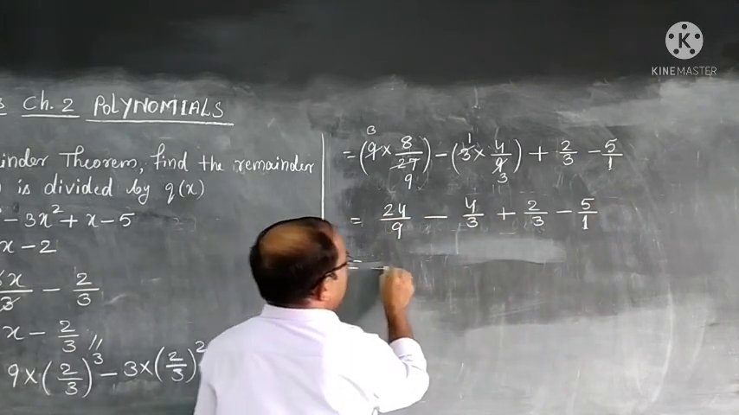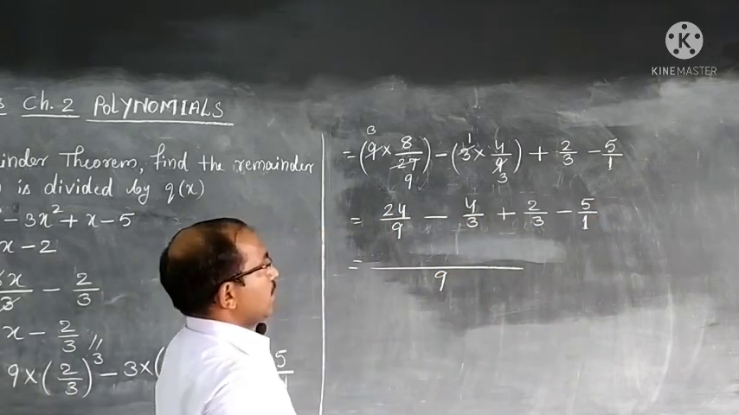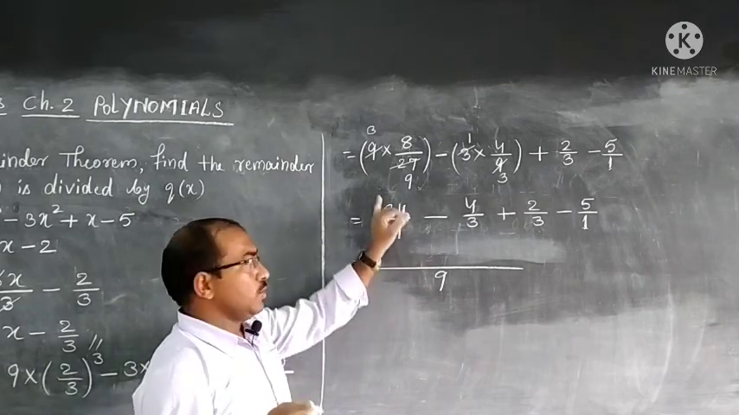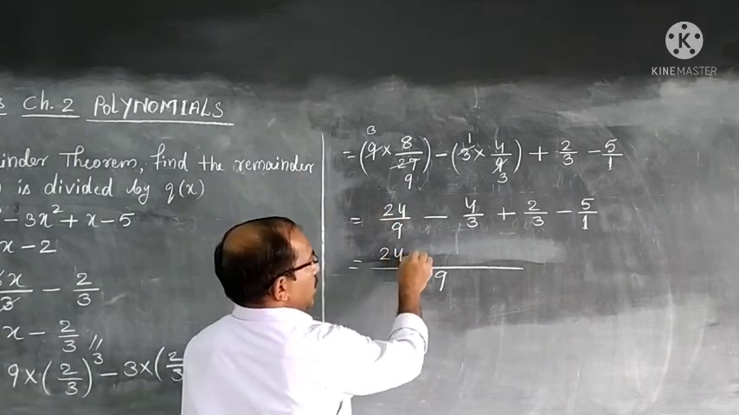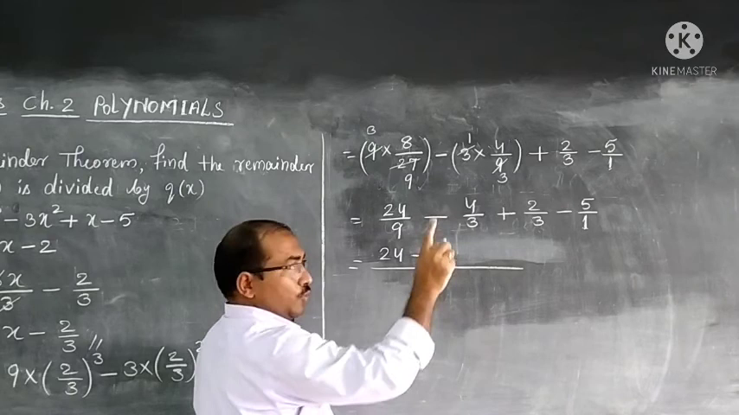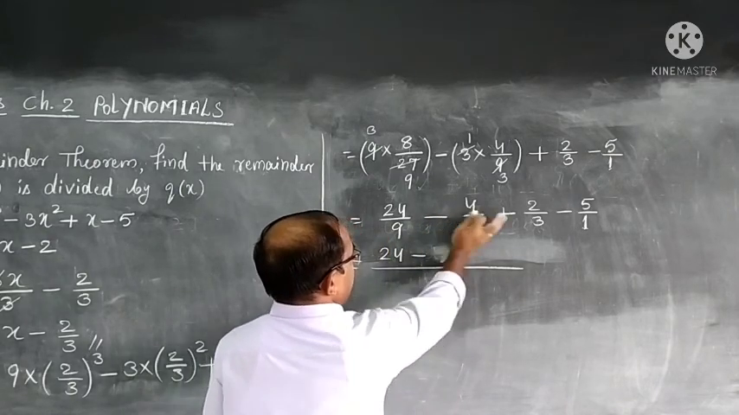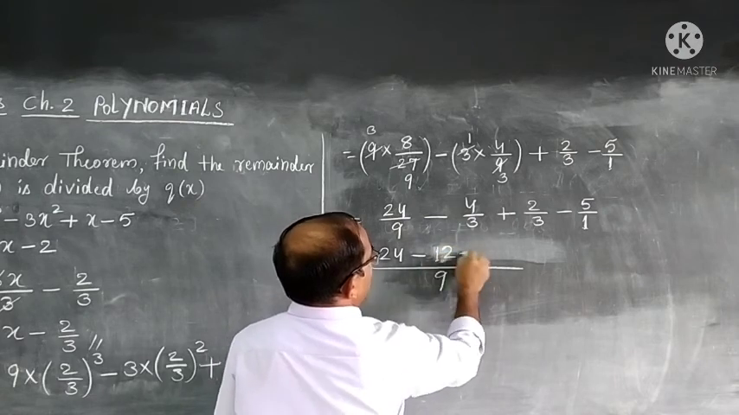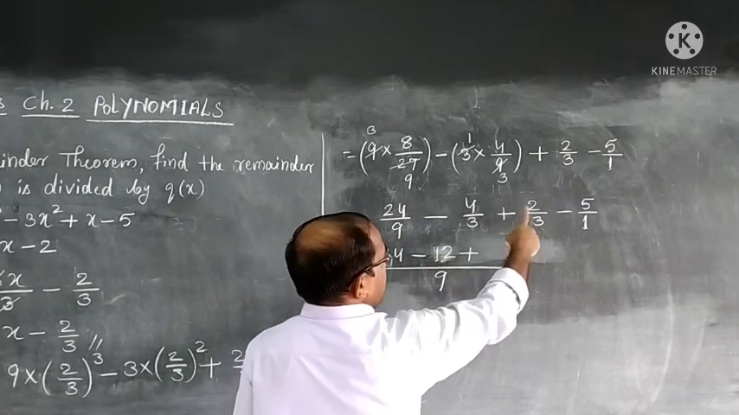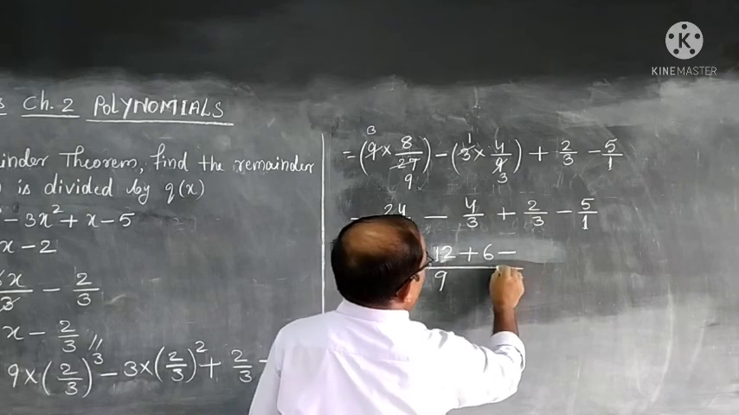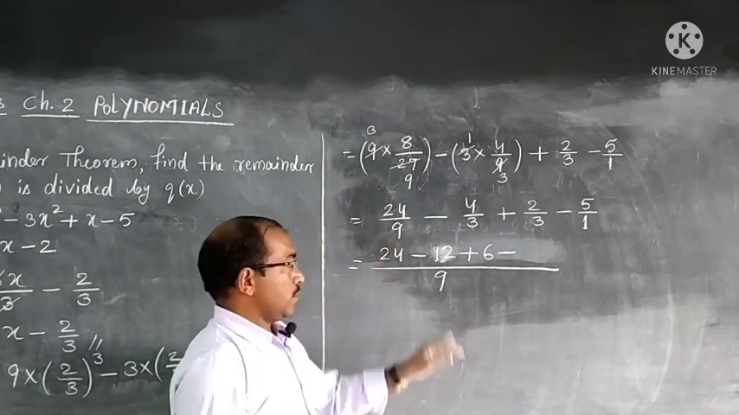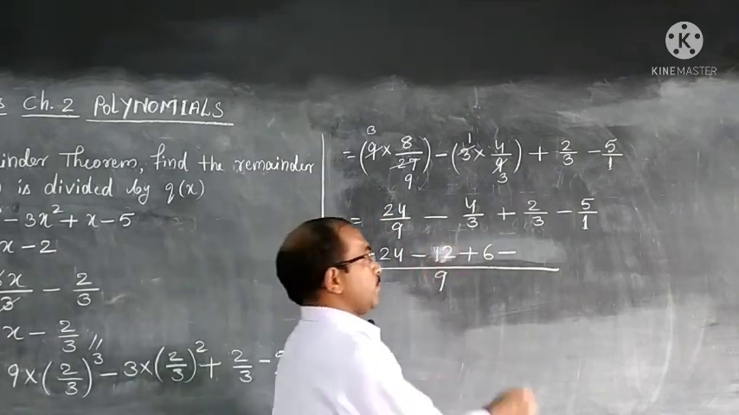So, 9, 3, 3, what will be the LCM? 9. 9 divided by 1, 9 into 24. 9 divided by 3, 3 into 4, we get 12, 3 4s are 12, plus 9 divided by 3, 3 into 2, 6, and last one, denominator 1, 9 divided by 1, 9 into 5, 45.